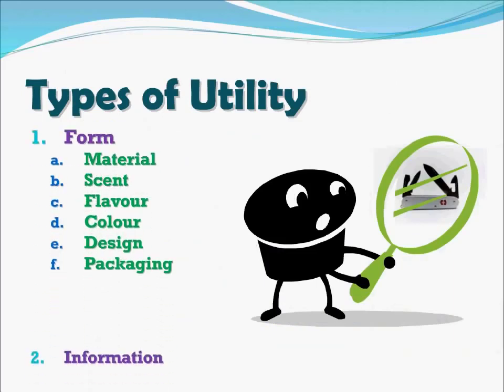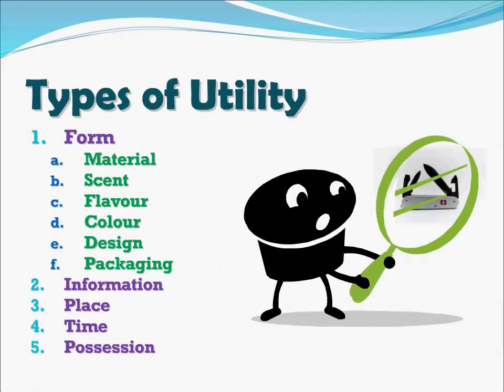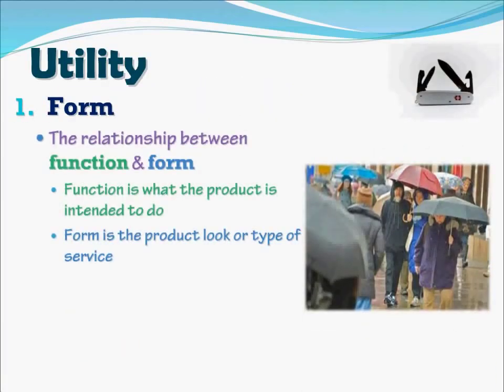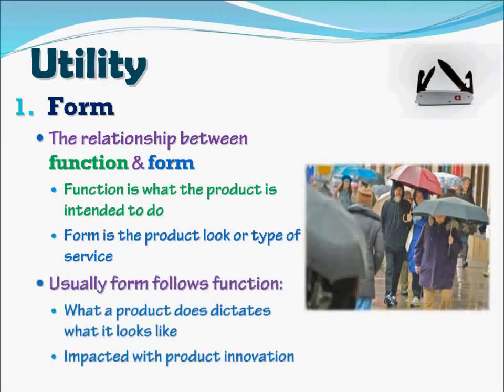So the types of utility that a product such as Spanx provides for consumers can be form utility, information utility, place utility, time, or possession utility. Now, form has 6 different components to it, and we will explore these in detail. But form utility in general is the idea of function and form. Form utility is the relationship between function and form. Function is what the product does, what it's intended to do. Form is what it looks like, or the type of service, so the appearance of it.